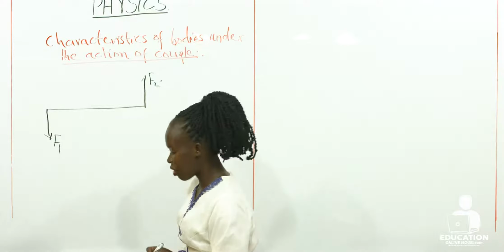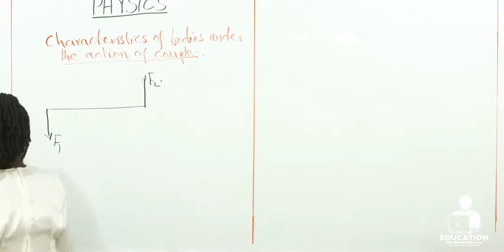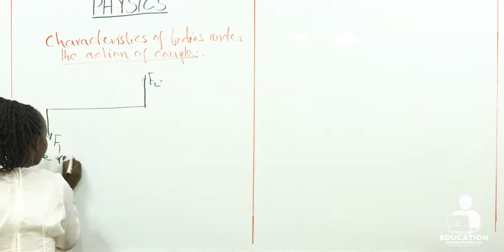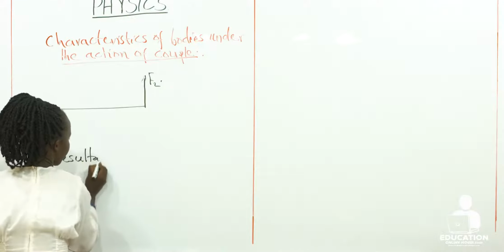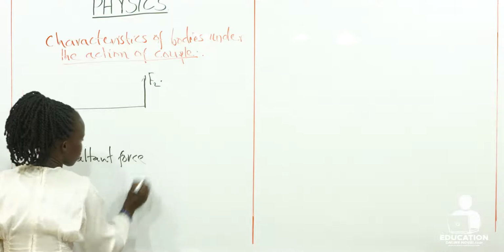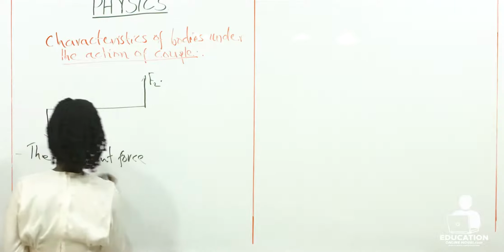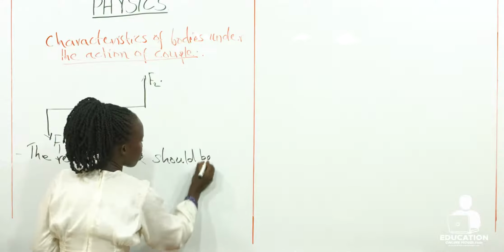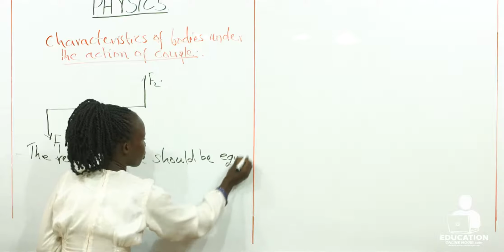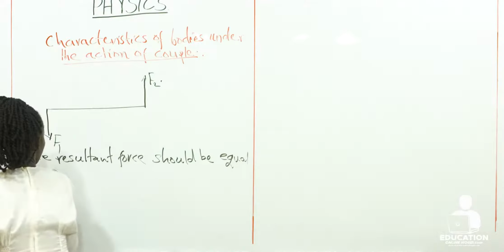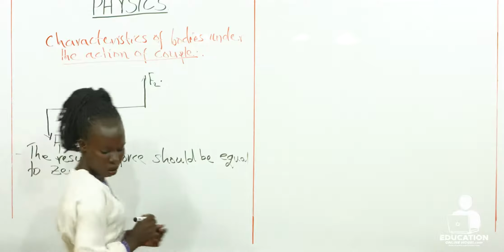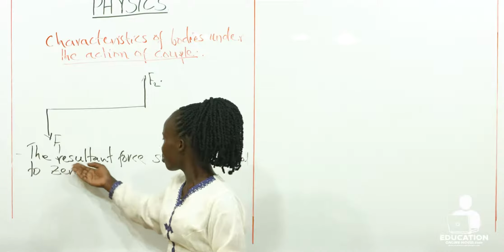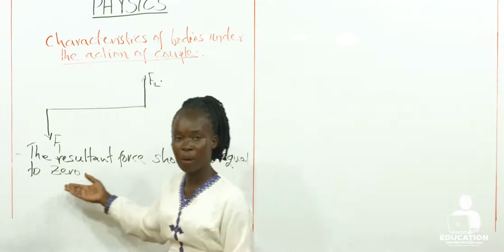So we shall say that the first characteristic could be the resultant force. Their resultant force should be equal to 0. So if their resultant is equal to 0, how does this come about?